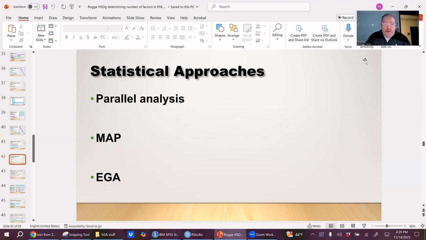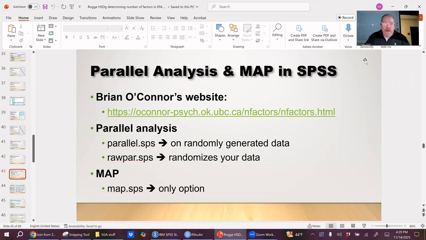So now I'm going to show you parallel analysis. I'm going to tell you that Brian O'Connor has a website with all of this code on it. That's where I found it. The code is actually in these slides, so you don't even have to go there. You could take these slides, highlight that, paste it into SPSS and adjust it for your own stuff. But you can also go to his website.